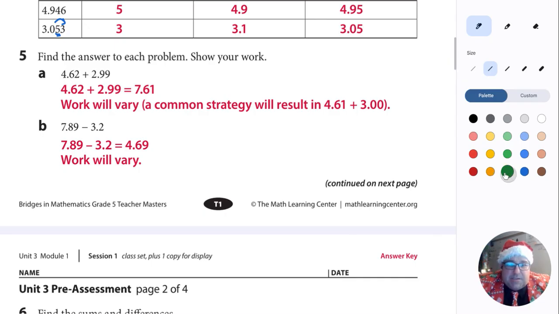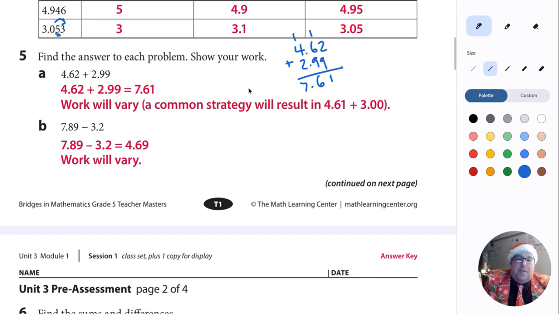One strategy is just stack your numbers, right? 4.62 plus 2.99. 9 plus 2 is 11. 9 plus 1 is 10. Plus 6 is 16. 4, 5, 6, 7. Good old 7. Another way, it says you could also do the give and take strategy. We talked about this in class. 4 and 62 hundredths, and then 2.99.